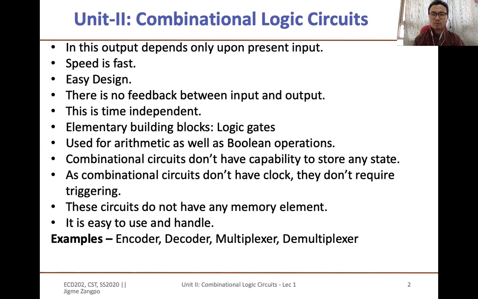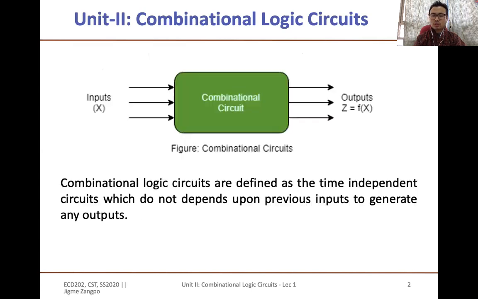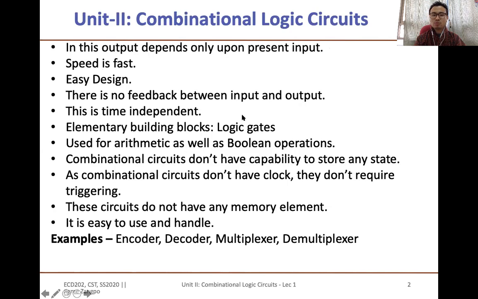Now, the characteristics of combinational logic circuit. As per the definition, a circuit output depends only on present input. The speed of the circuit is fast, and the circuit is easy to design. There is no feedback between input and output. You can clearly see in this diagram, there is no feedback between input and output. And this is time independent.